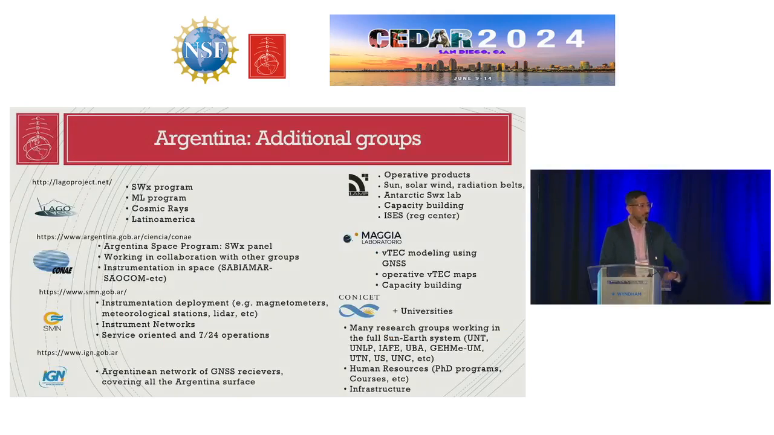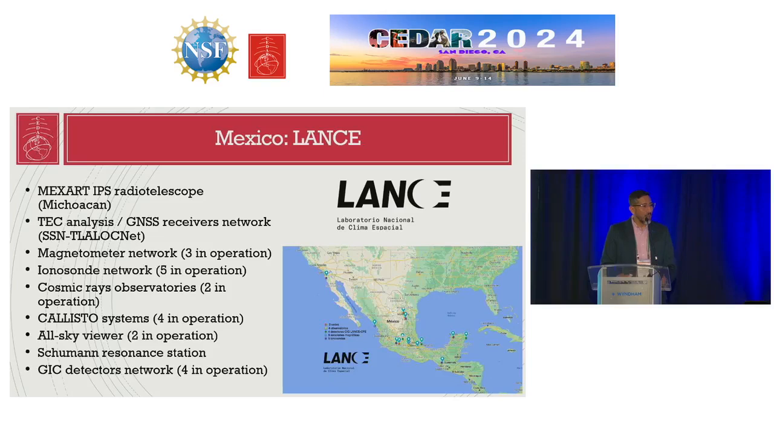Also, they sent me another one, showing different groups in Argentina that are working. So you can take a look at the different products, the different instruments that they have with the different universities. So that's also a way to continue collaboration. Also, I talked with my colleagues in Mexico. I was at the last COLAGE, during the eclipse in April. They have a list of instruments on the left. This is the National Laboratory for Space Weather, and they have a network of instruments that you can see on the map. So that is also a way to contribute, especially since the US and Mexico are close together.